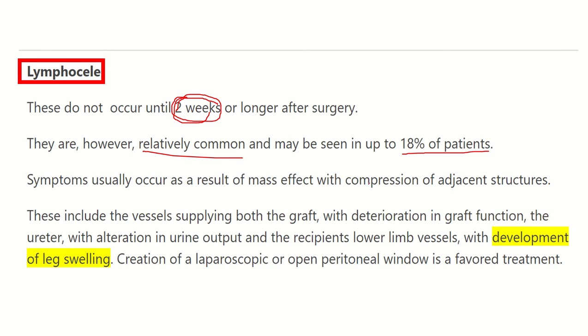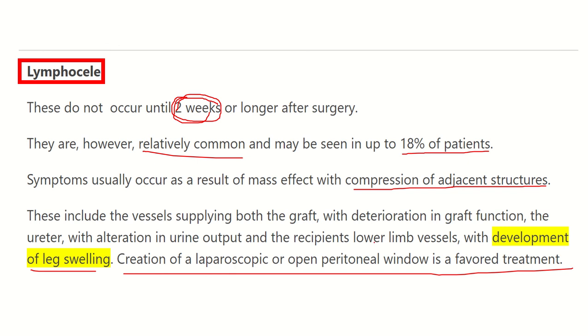Symptoms usually occur as a result of mass effect and compression of adjacent structures. These include the vessels supplying the graft with deterioration of graft function, the ureter with alteration of urine output, and the recipient's lower limb vessels with development of leg swelling. Creation of a laparoscopic or open peritoneal window is the favored treatment. So in case of lymphocele, most commonly the leg swelling develops first, but graft function may also be reduced with alteration of the urine output.